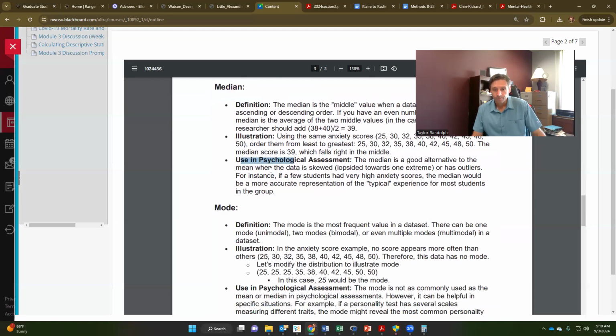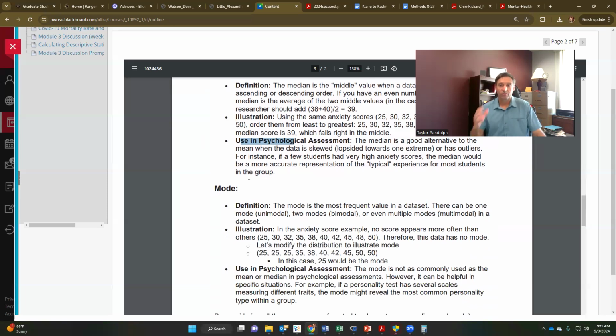The mode is the score that occurs the most often. So in this case, we don't have a mode with our original data set, because these are all different numbers. You'd have to have a number repeat to actually have a mode. I've given you another data set right here with 25, 25, 25, 35, 38, 40, 42, 45, 50, 50. What is the mode? Wait a minute, we've got 2 numbers that repeat. Well, in this case, it's 25 because you have 3.